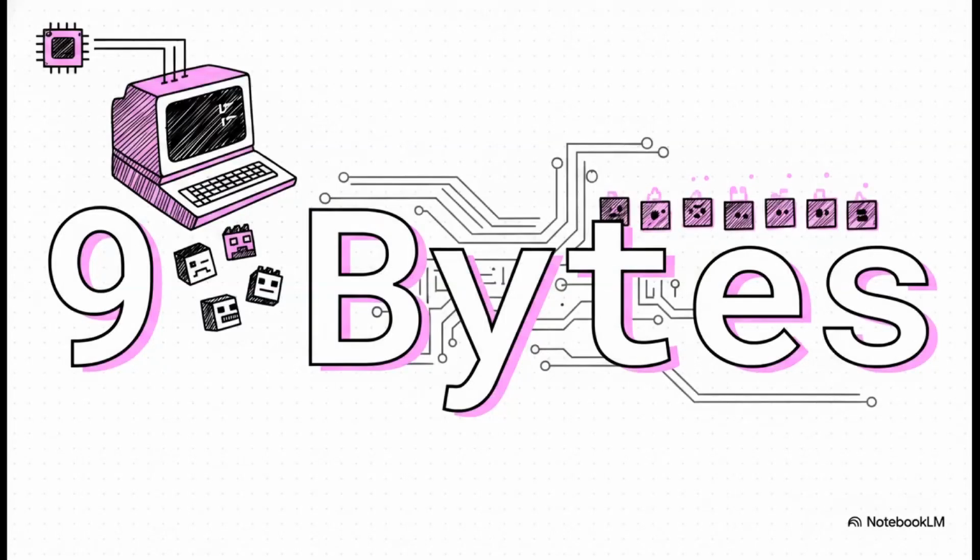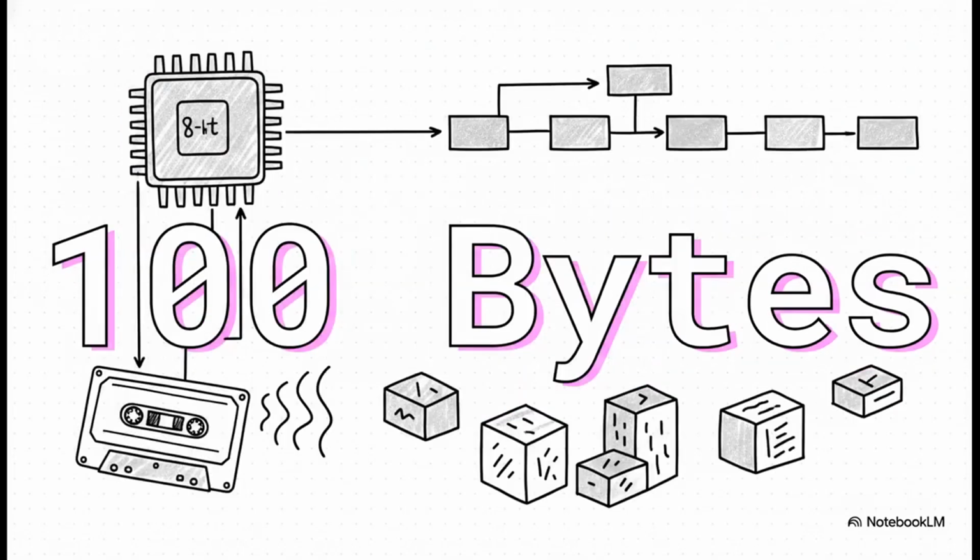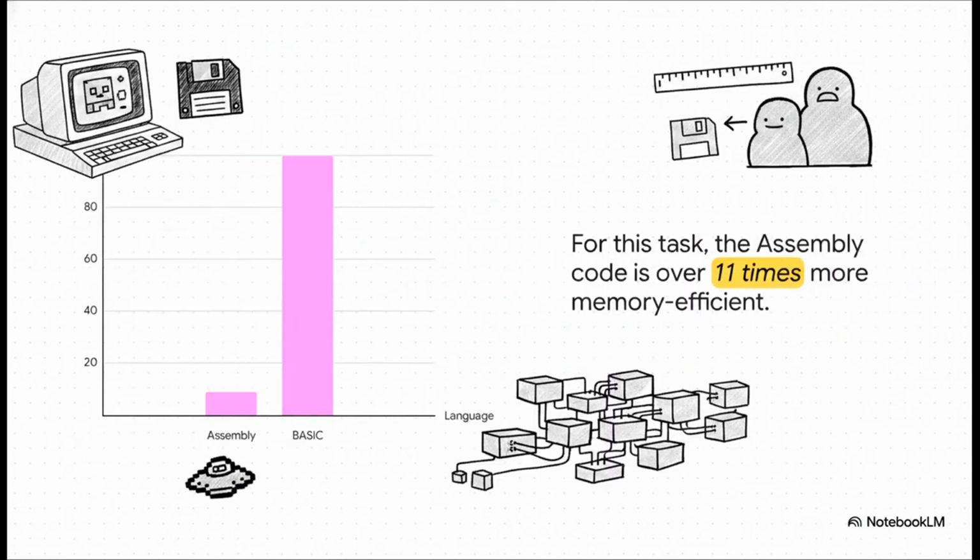The assembly code, it takes up a grand total of, get this, 9 bytes of memory. That's it! 9 characters worth of information. The BASIC code, to do the very same thing, requires 100 bytes. So let's be clear about what this means. For this incredibly simple task, the assembly code is over 11 times more memory efficient.